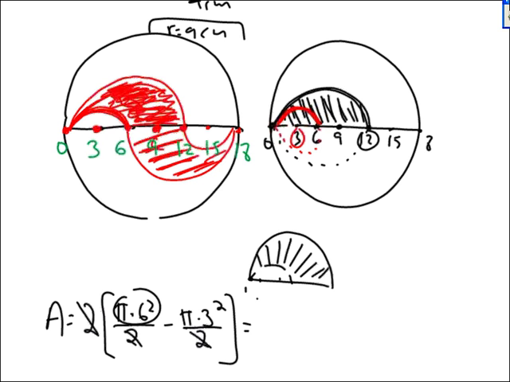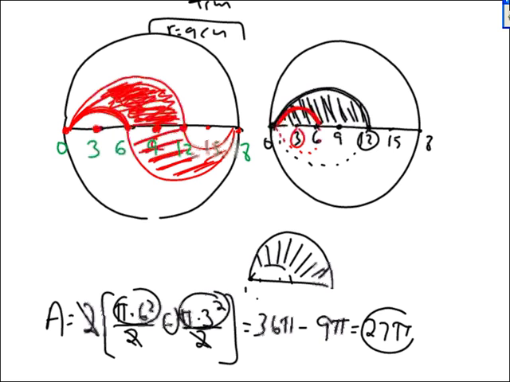So this is 36 pi. 6 squared is 36, minus 3 squared is 9, so minus 9 pi, for a grand total of 27 pi. That's the area in the top left figure for top and bottom. That's how much this area is, 27 pi.